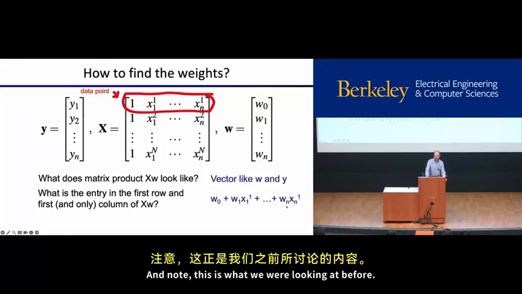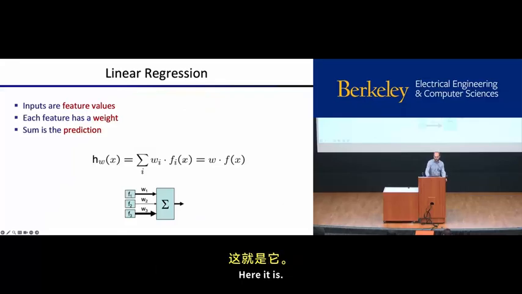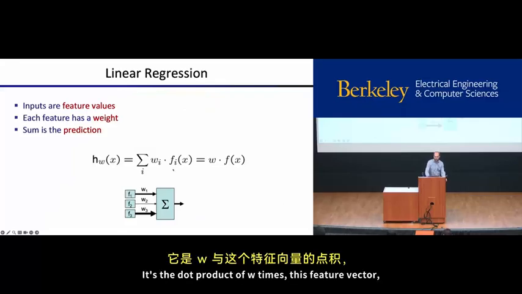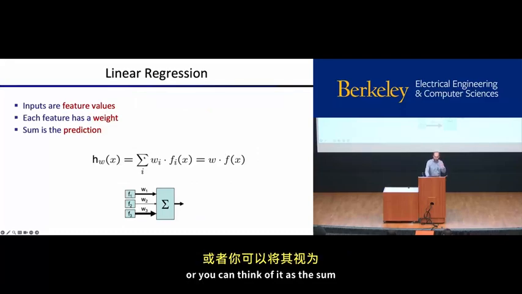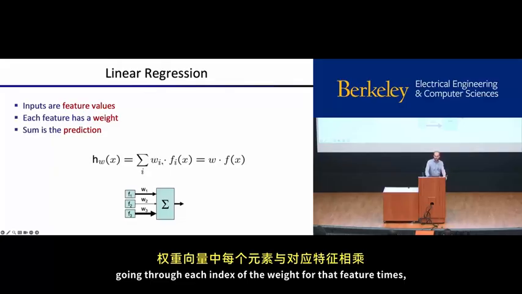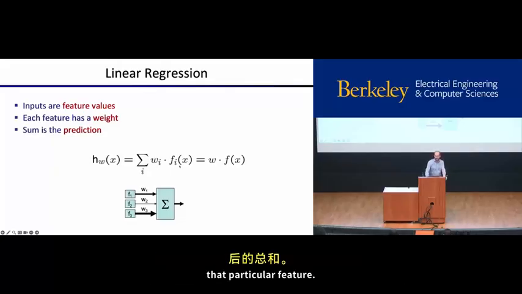And note, this is what we were looking at before. Here it is. It's the dot product of W times this feature vector, or you can think of it as the sum going through each index of the weight for that feature times that particular feature. Yeah?